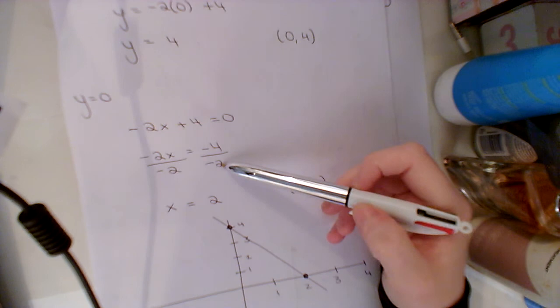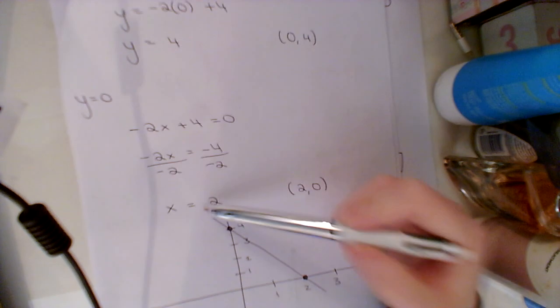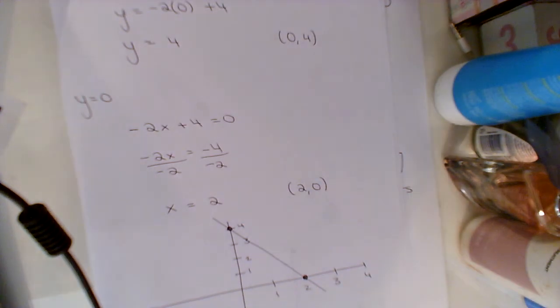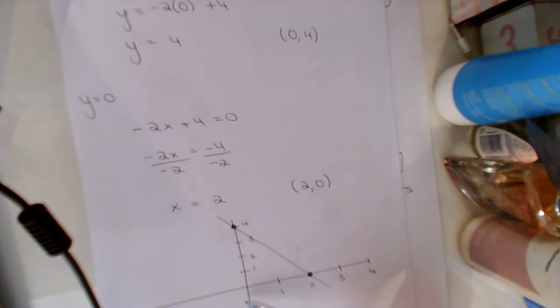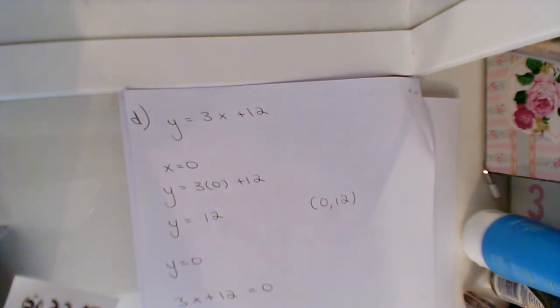Okay, part D, then I have y is equal to 3x plus 12. I let x equal to 0, so I have y is equal to 3 bracket 0 plus 12. Y is 12, so I have 0, 12. Then I let y equal to 0, so I sub in 3x plus 12 is equal to 0. 3x then is going to be equal to minus 12.